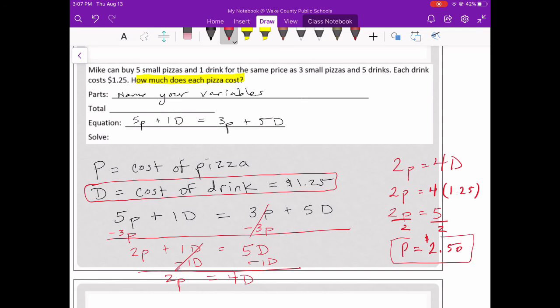So these two problems that I shared with you are a good challenge to be able to organize yourself, find your variables, and set up your equation. I continue to encourage you guys to draw pictures, identify those variables so that your equation makes sense. Good luck.